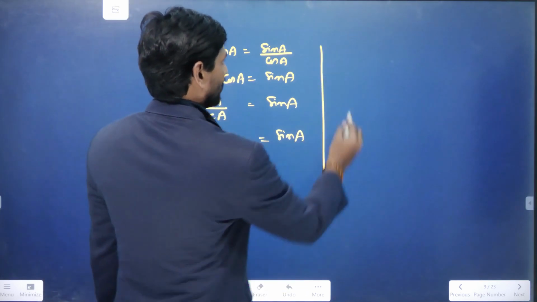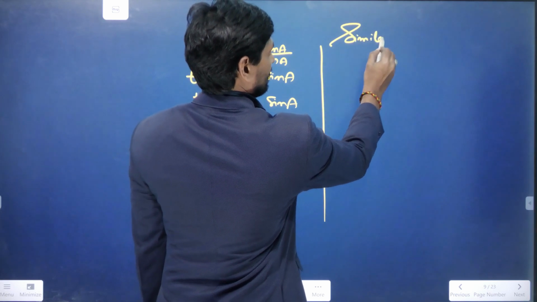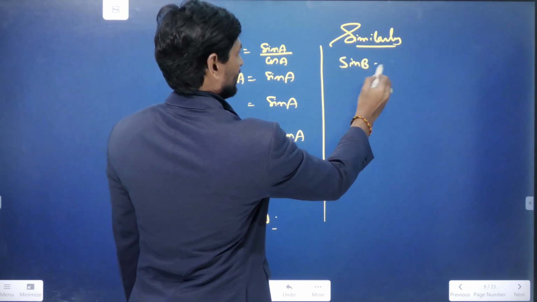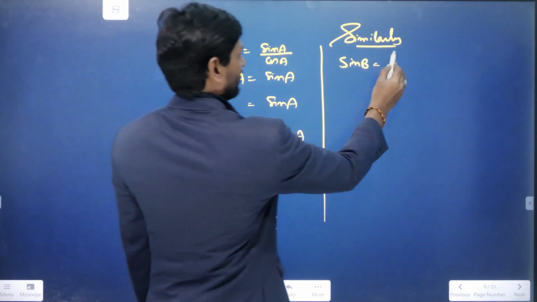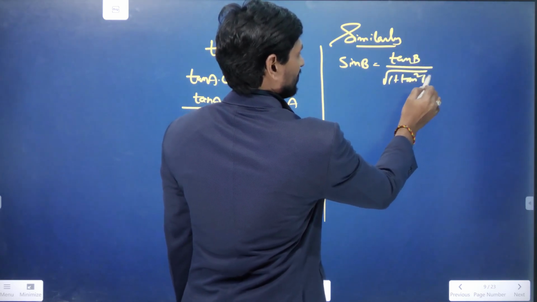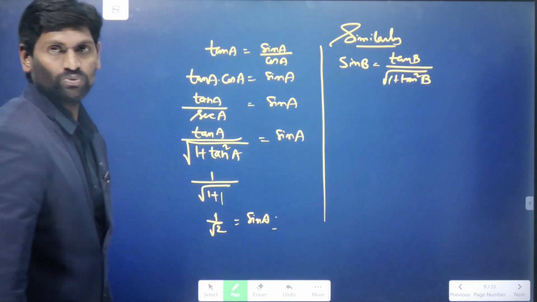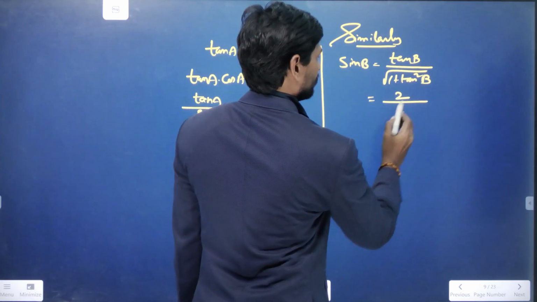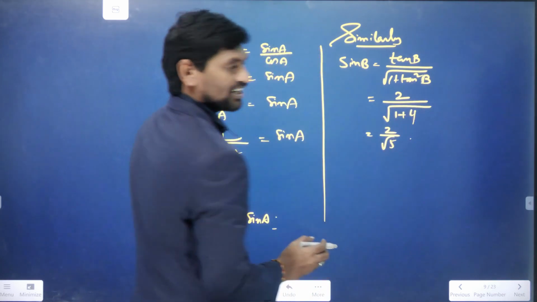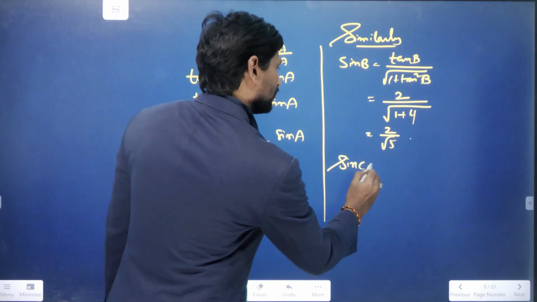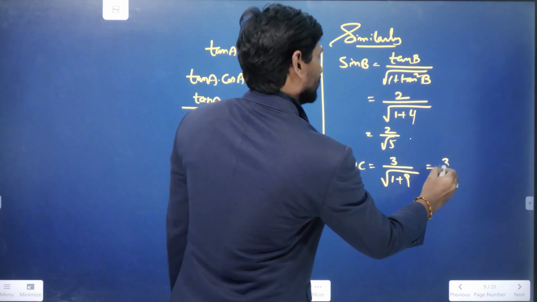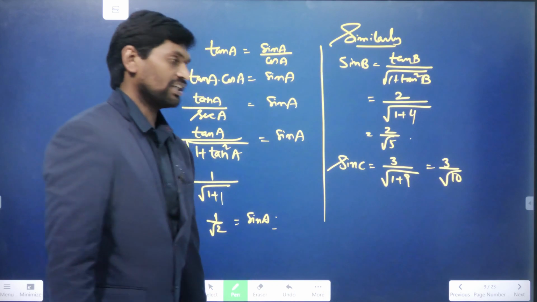Next, similarly we can write sin B as tan B by root over 1 plus tan square B. The tan B value is 2, so that is 2 by root over 1 plus 2 square, which is 4. That means 2 by root 5 is the sin B value. Similarly, the sin C value: tan C value is 3, so 3 by root over 1 plus 3 square, which is 9, that is 3 by root 10.